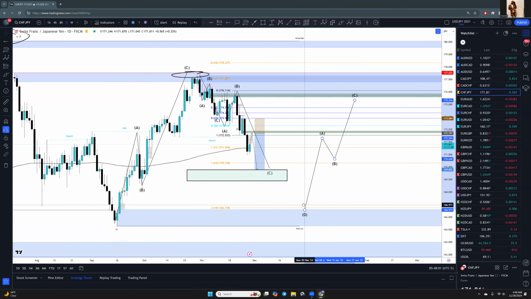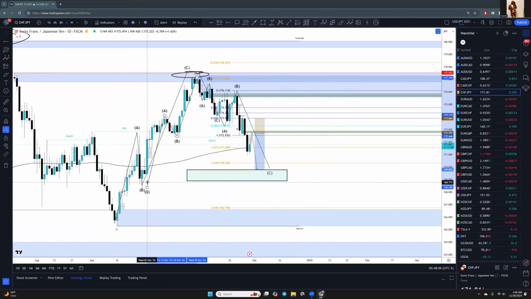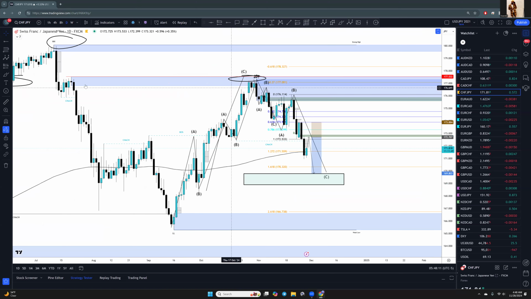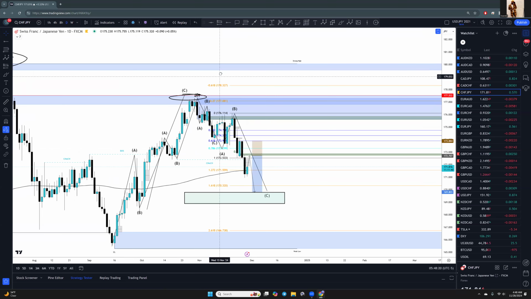So that's the bigger structure ABC, right? And then we had the final wave inside of C, the ABC inside of that wave. That produced a double C. You see how we look left and we got the double C inside of the order block area, looking left for confluence.